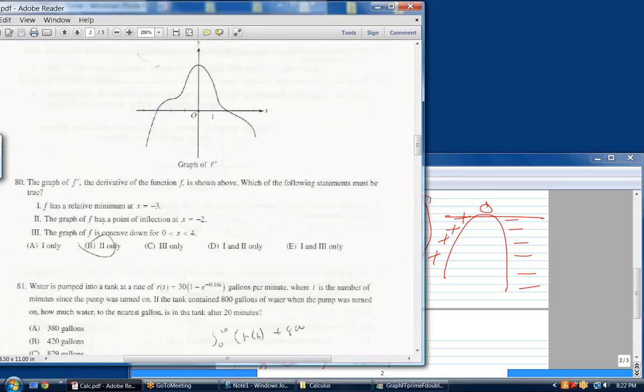The graph of f has a point of inflection at x equal minus 2, right here. Well, what do we know about points of inflection? Is that the second derivative is 0.